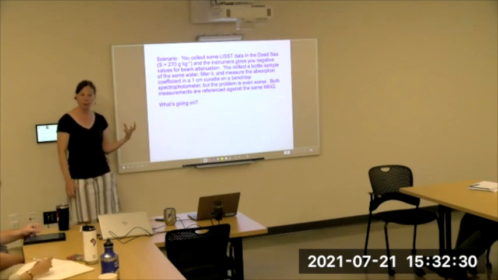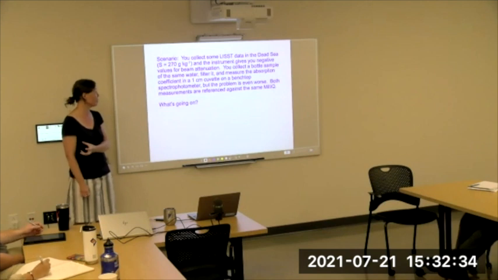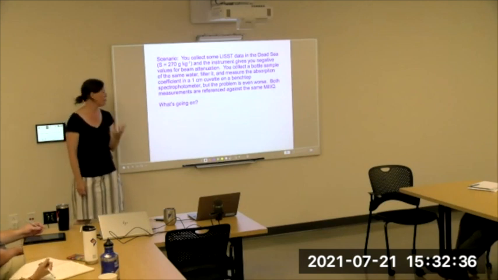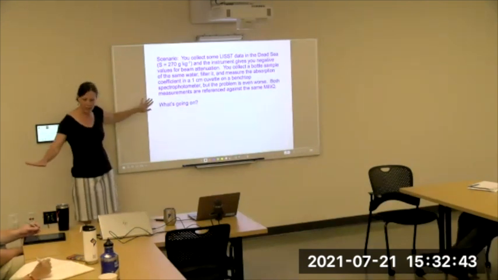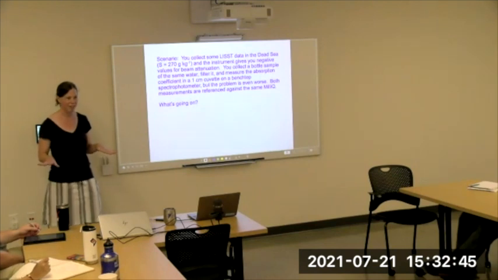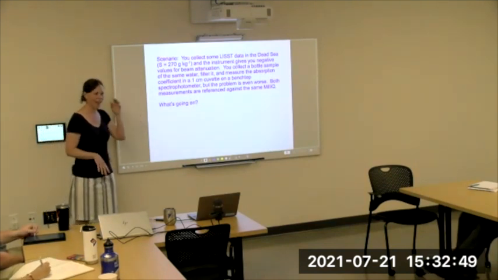So you collect a bottle sample and you filter it and you put it in your spectrophotometer in a 1 centimeter cuvette, and it's even worse. The problem is even worse. And both of your measurements you've referenced against the same Milli-Q, so you know it's not a dirty Milli-Q or something like that. So what's going on?